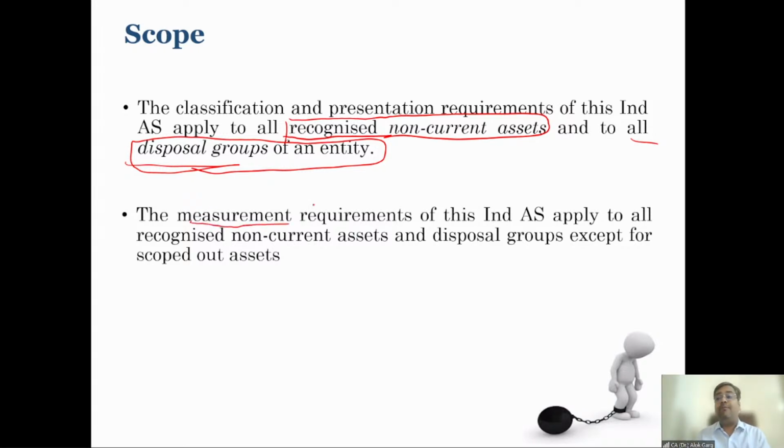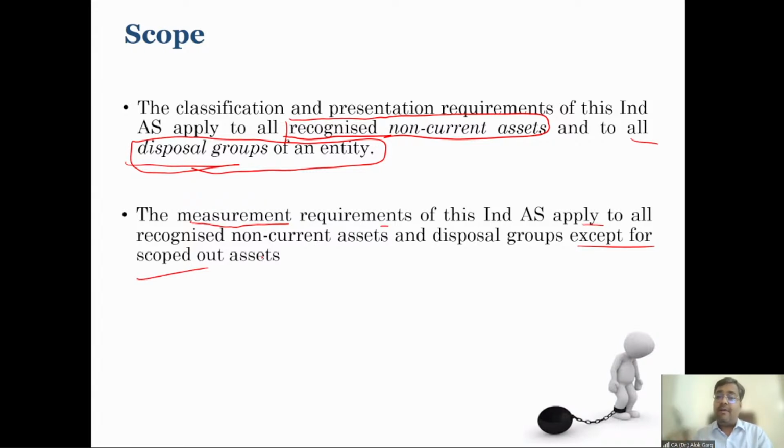Measurement requirement. Now coming to the measurement requirement, right? If something is classified as a non-current asset held for sale under Ind AS 105, then at what value is it going to be measured? So the measurement requirement of this Ind AS applies to all recognized non-current assets and disposal groups except for scoped out assets. So friends, so far I haven't discussed the accounting treatment. I'm going to discuss it after a few minutes. This Ind AS 105 has some different recognition conditions and some different measurement conditions, right?